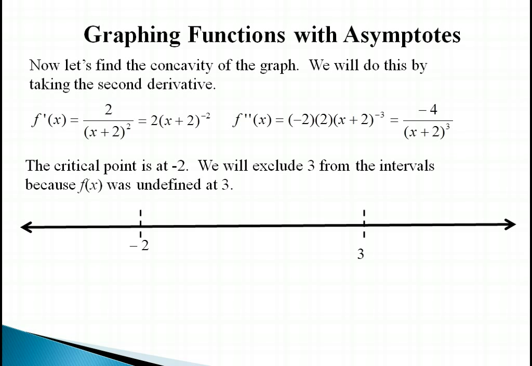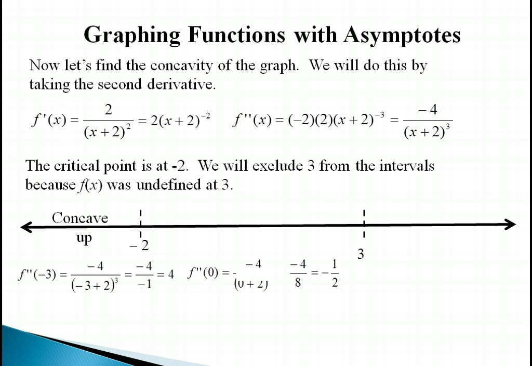Okay, so below negative 2, I chose negative 3. And I got out a 4, which means that it's concave up because it's a positive number on the interval from negative infinity to negative 2. Between negative 2 and 3 I chose 0 and I got out a negative, which means that it's concave down. Now it should not change concavity beyond 3. Should still be concave down because 3 was not a critical point on our second derivative.